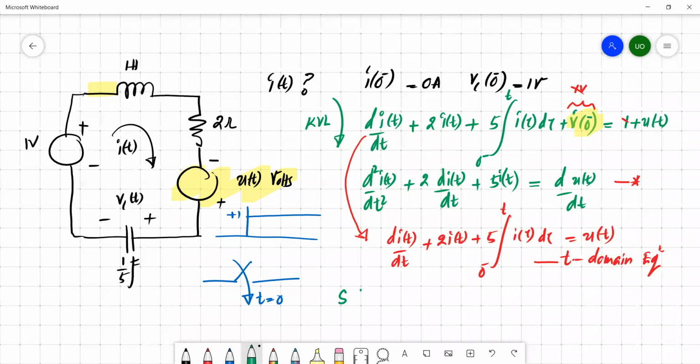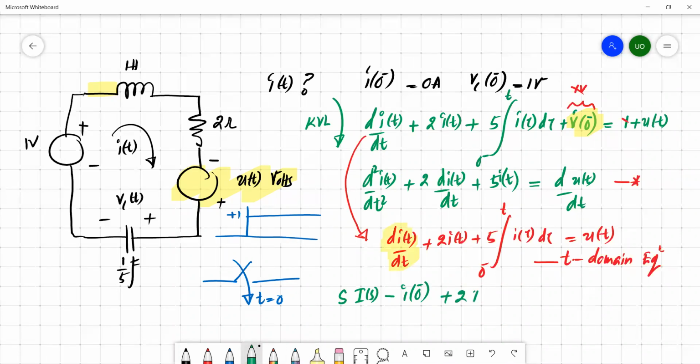S times I(s) minus I(0-). This is the Laplace transform of this derivative. You can just refer to the tables and properties to find the Laplace transform of a derivative. It would be S times the transform of i, capital I(s), minus the initial condition I(0-). Then you have 2 times i(t).